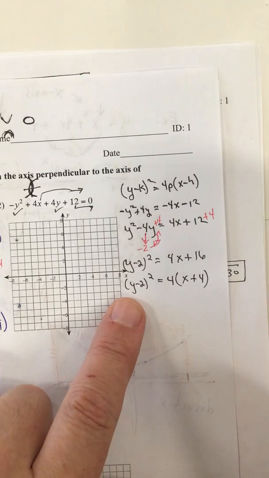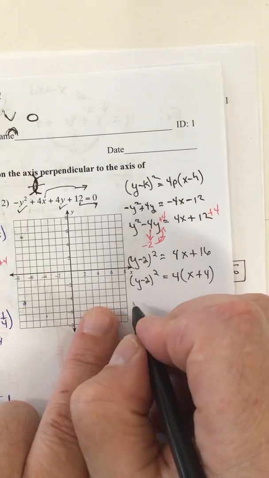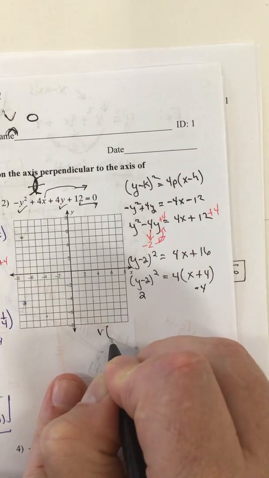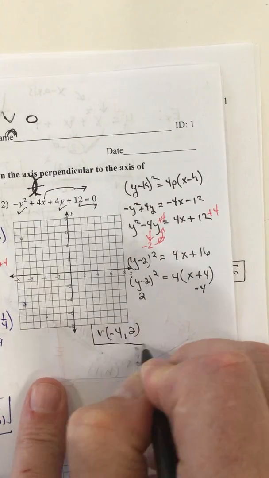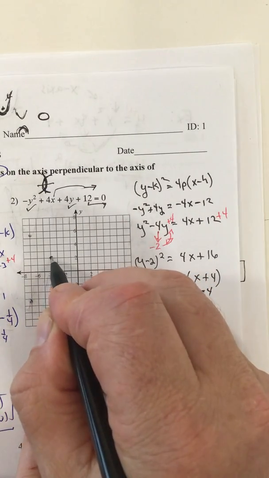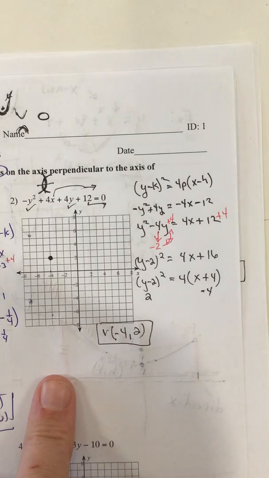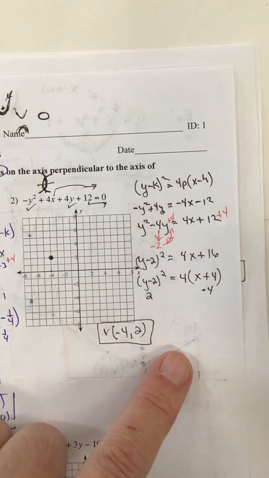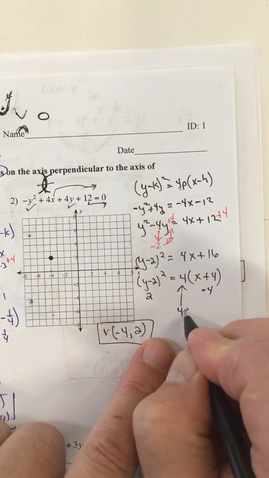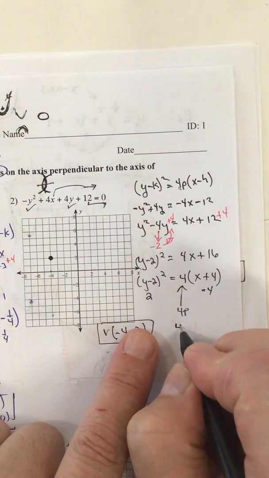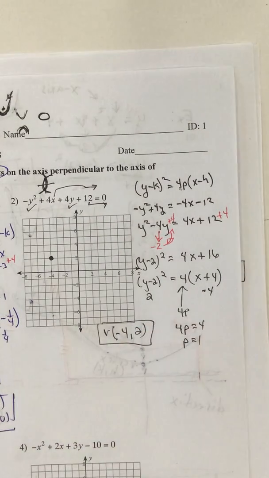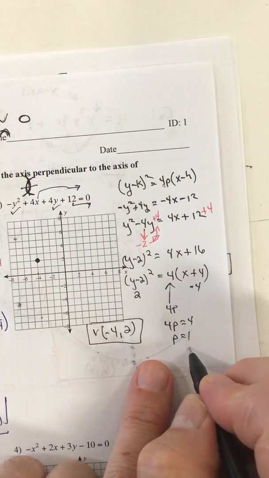Okay, there's our equation. Here's our vertex. That's at 2 and that's at -4. So our vertex is at (-4, 2). That's one of the answers. So 1, 2, 3, 4, 1, 2. Right there's the vertex. This spot right here is in the 4p spot. That's equal to 4p. So 4p is equal to 4, so therefore p equals 1. Okay, that's positive. That means it's opening to the right.